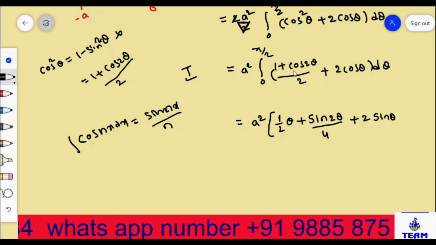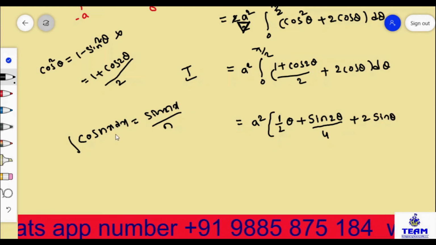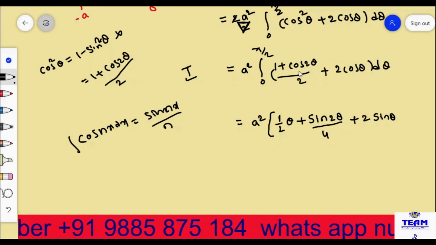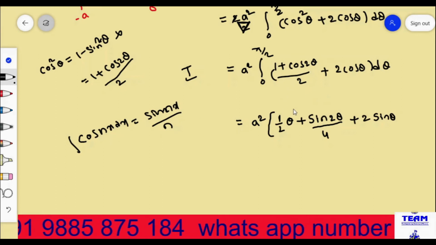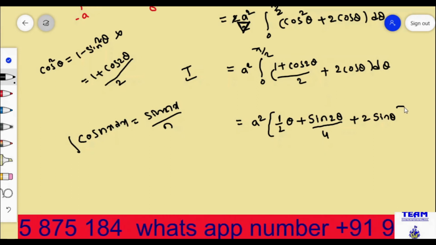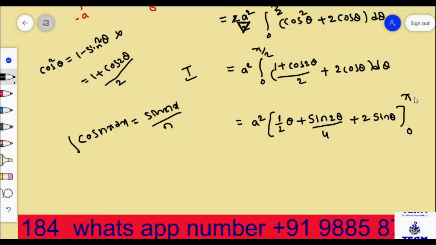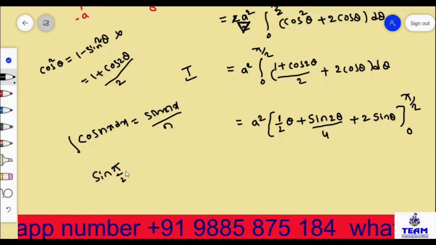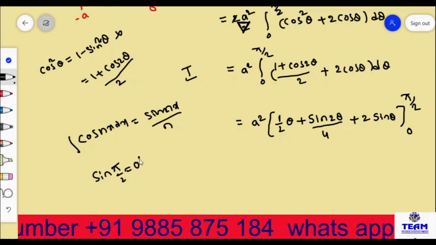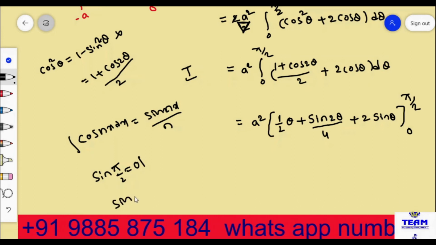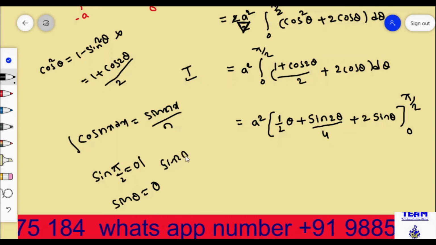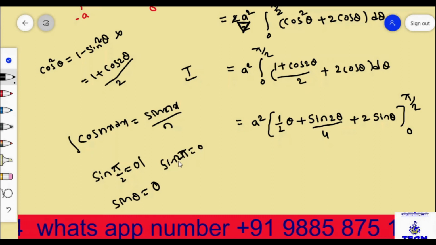I'll repeat here, friends. Cos 2 theta integration is sin 2 theta by 2. Already you have 2, friends. A plus b by 2 is nothing but a by 2 plus b by 2. That's it. Now the limits are 0 to pi by 2. Friends, tell me what is sin 90? 1. What about sin 0? 0. What about sin 2 pi? Sin n pi is 0, remember. So sin 2 pi is also 0.